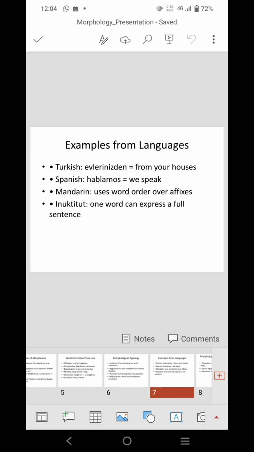From Turkish, evlerinden is "from your houses." In Spanish we say hablamos, which in English is "we speak." Mandarin uses word order over affixes. And the last is inquietude, where one word can express a full sentence.